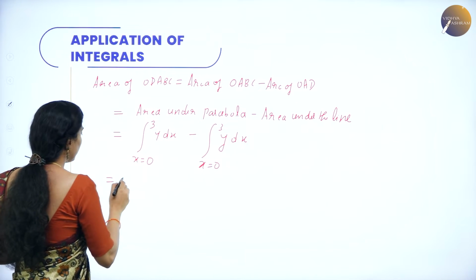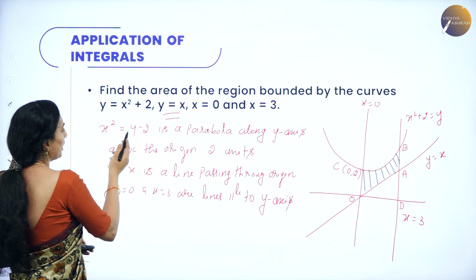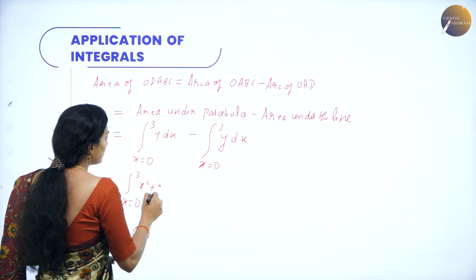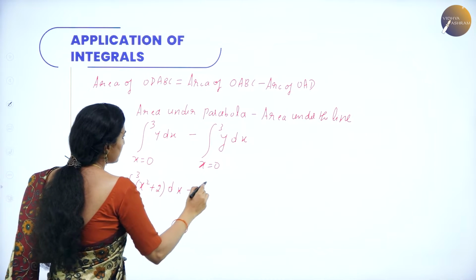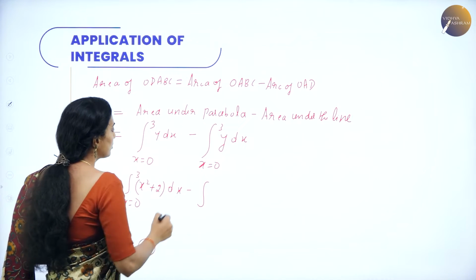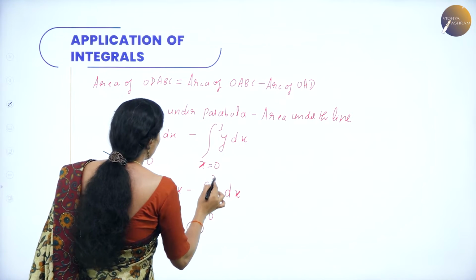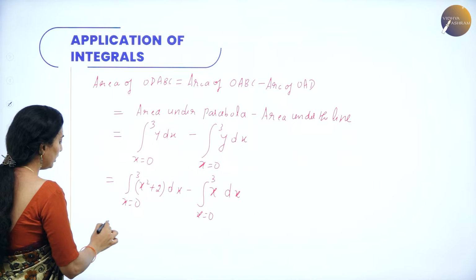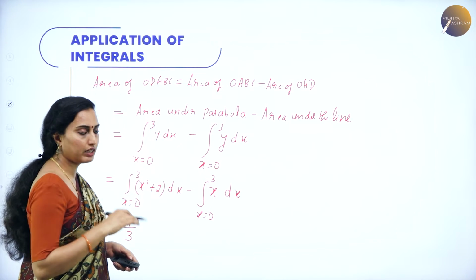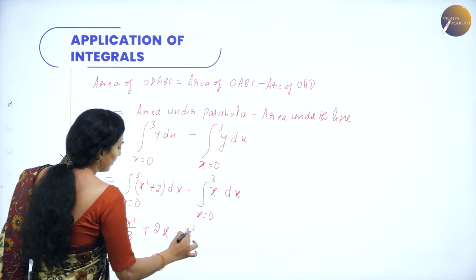Now for the parabola, what is y? X will be varying from 0 to 3. Y is equal to x squared plus 2, so x squared plus 2 into dx, minus the area under the line. The line they have given is y is equal to x, so you can substitute x into dx. X varies from 0 to 3. Now you can simplify this. X squared into dx is x cube divided by 3. Anyway, both the limits are same, so I can combine: plus 2 into x minus x squared divided by 2.